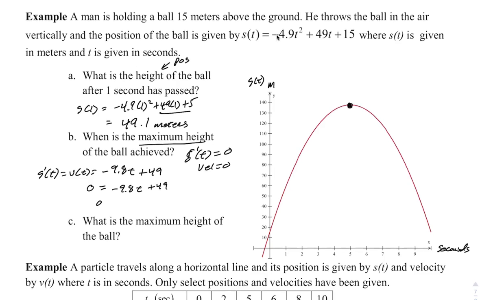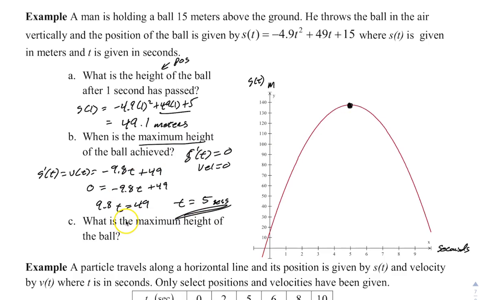Move the 9.8 over. Divide by 9.8. If you do that, you get t equals 5. Keep in mind we found the time, so this is seconds. So 5 seconds, which, if you look at the graph here, actually kind of looks like it. About 5 seconds. What is the maximum height of the ball?